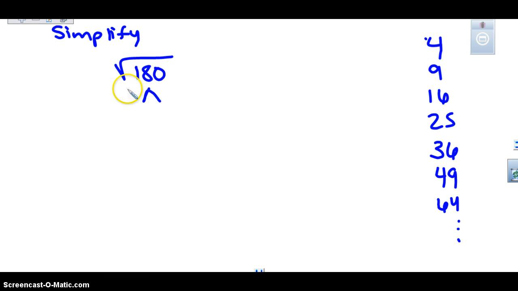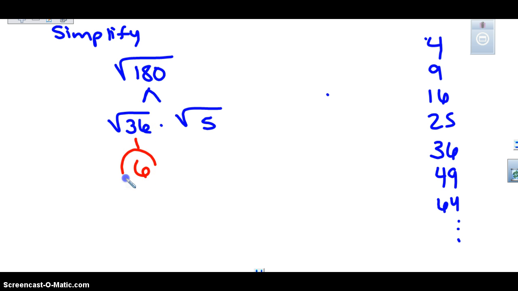So what factors of 180 are perfect squares? 36 times 5. Is 36 a perfect square? Yes. The square root of 36 is 6. Now the factors of 5 are 1 and 5. Are 1 or 5 a perfect square? No. So that means that we can simplify the square root of 180 to 6 times the square root of 5.